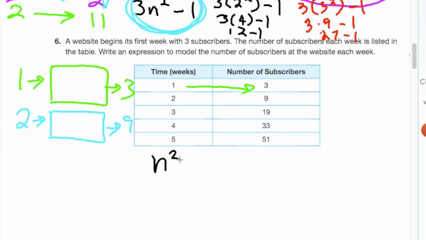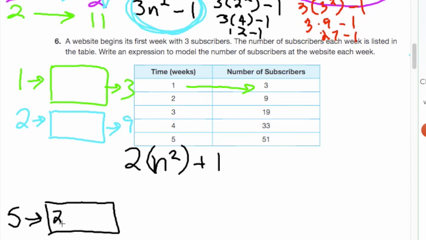If I say n squared, and you said what to do? Multiply it by 2 and add 1. So if I plug the 5 in there, I get 5 squared, which is 25. Then multiply 25 by 2, that gives me 50. And then if I add 1, that gives me 51.